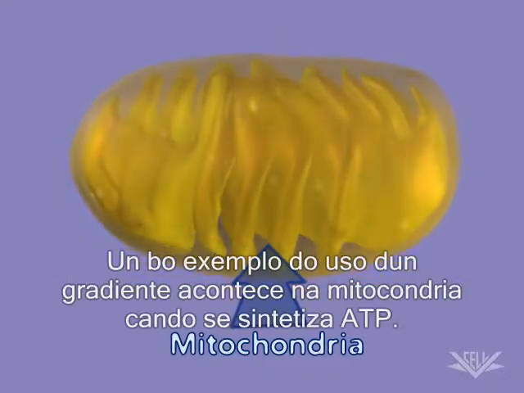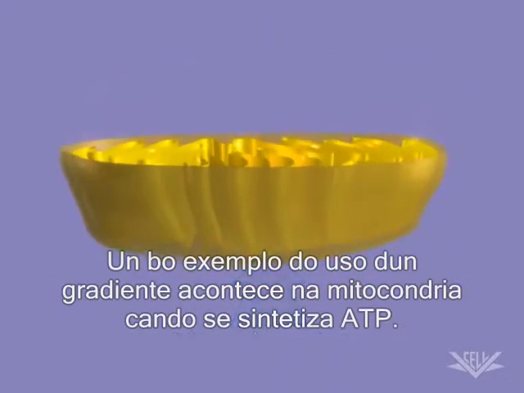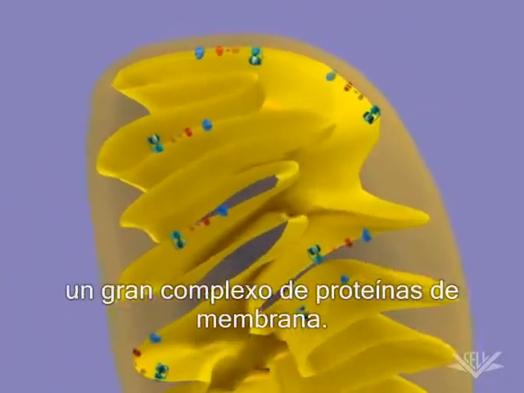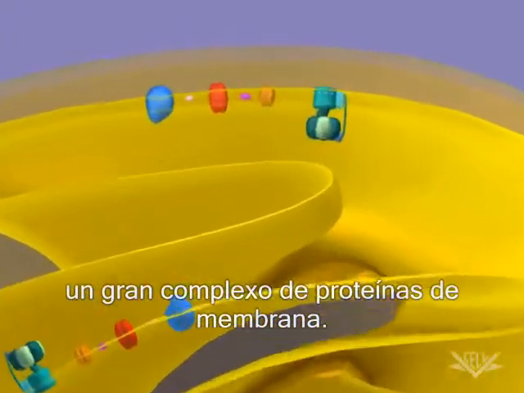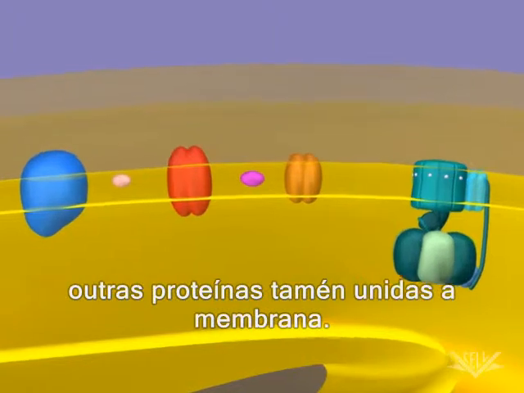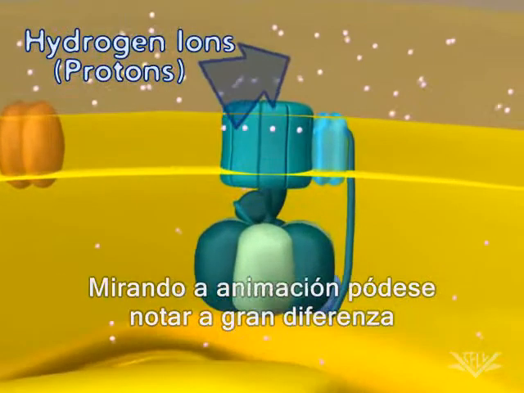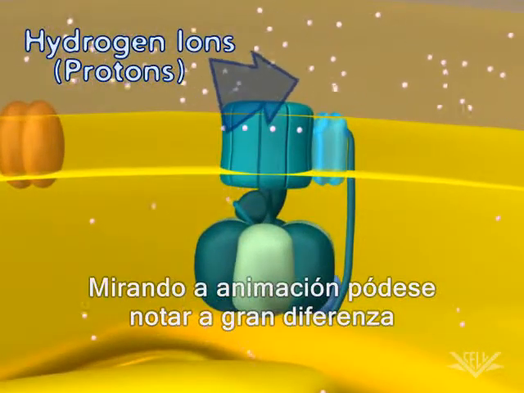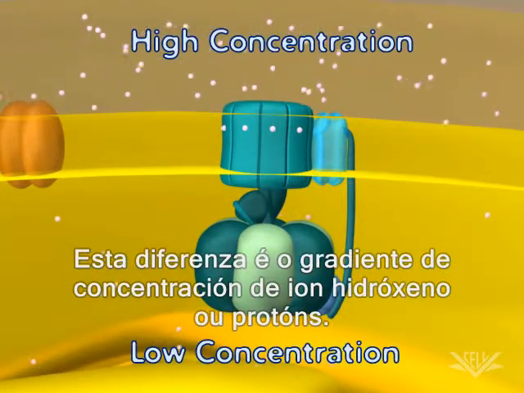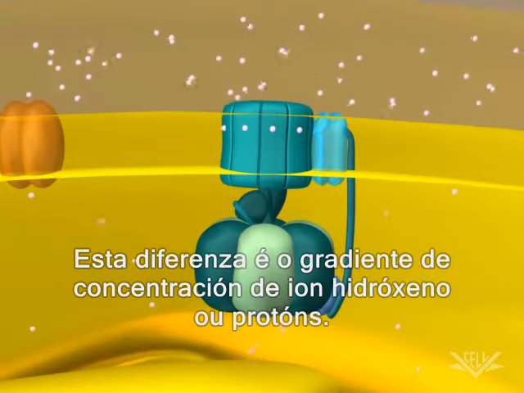A good example of the use of a gradient occurs in the mitochondria when ATP is synthesized. ATP is synthesized by ATP synthase, a large complex of membrane-bound protein. Here we see ATP synthase, along with other membrane-bound proteins. Notice the large difference in the number of hydrogen ions on the two sides of the membrane. This difference is a hydrogen ion, or proton, concentration gradient.